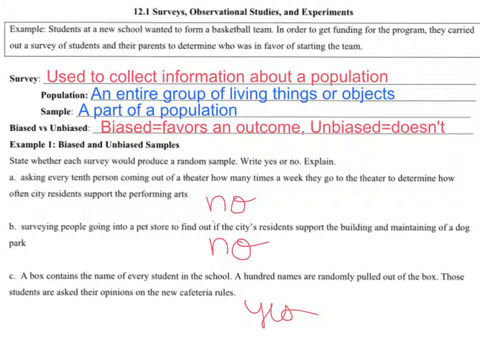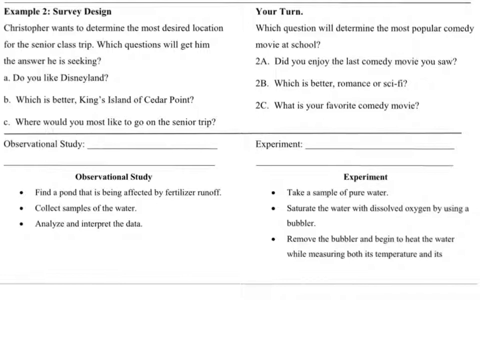In example 2, we're looking at survey design. We're saying how can we design a survey so that it best gives us unbiased results. The scenario says that Christopher wants to determine the most desired location for the senior class trip. Which questions will get him the answer he is seeking? Question A says, do you like Disneyland? Now this is very, very biased because this is only asking them about one location. It's not giving them any other options. It's just favoring Disneyland because if people hear the word Disneyland, they're going to be more likely to maybe want to go there. So it's pretty biased.